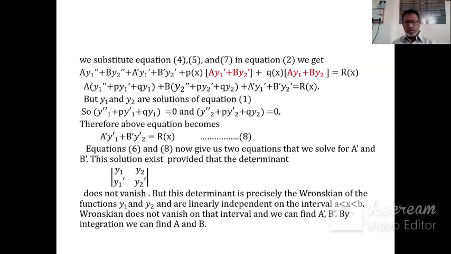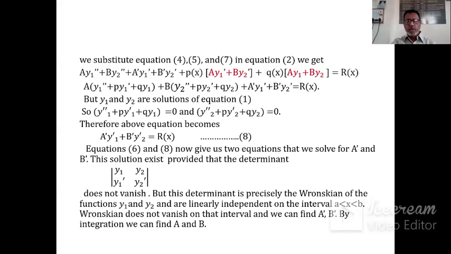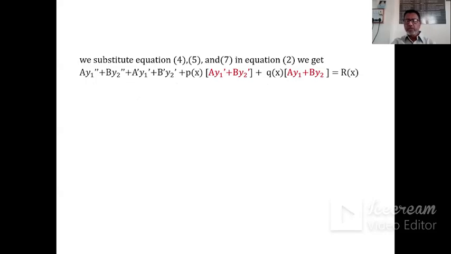Now the Wronskian does not vanish on that interval and we can find A dash and B dash, and after finding A dash and B dash, by integrating we obtain A and B, and then we substitute these values of A and B to obtain the solution of the given differential equation. I hope you understand this, the method of variation of parameters.